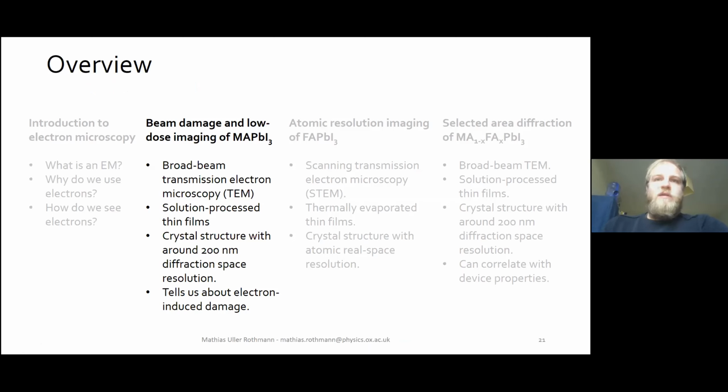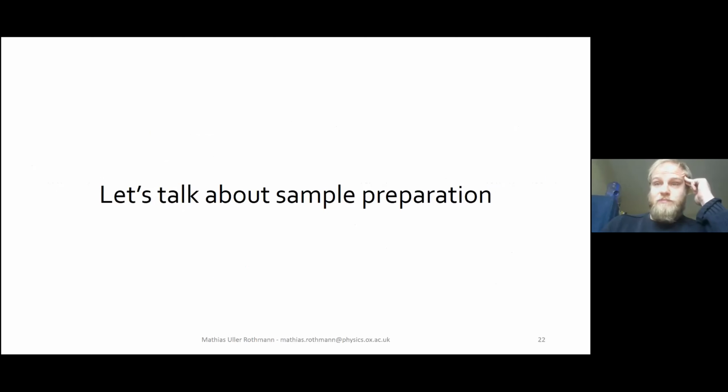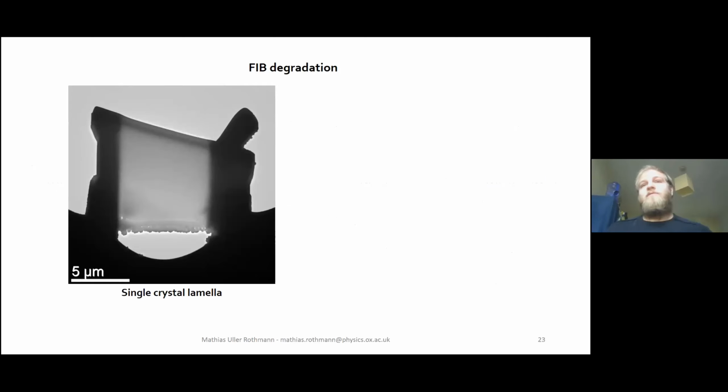So I'm going to go into a bit about beam damage and how we image our hybrid perovskite materials. We need to talk about sample preparation first. Like I mentioned, the samples have to be very, very thin. Typically people use what we call focused ion beam milling, where you use heavy gallium ions to mill out or dig out a little slice of material. Typically around 100 nanometers, you can do down to 50 nanometers.